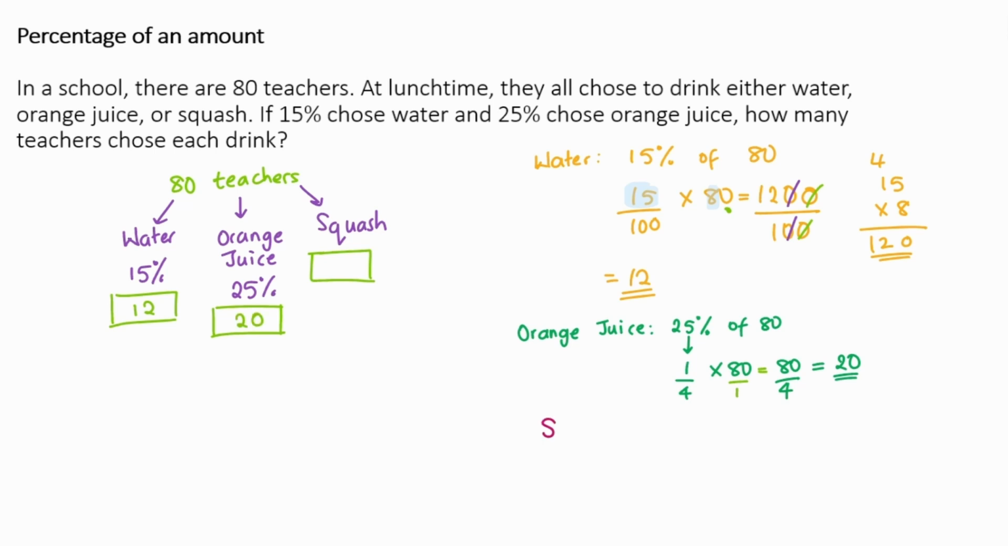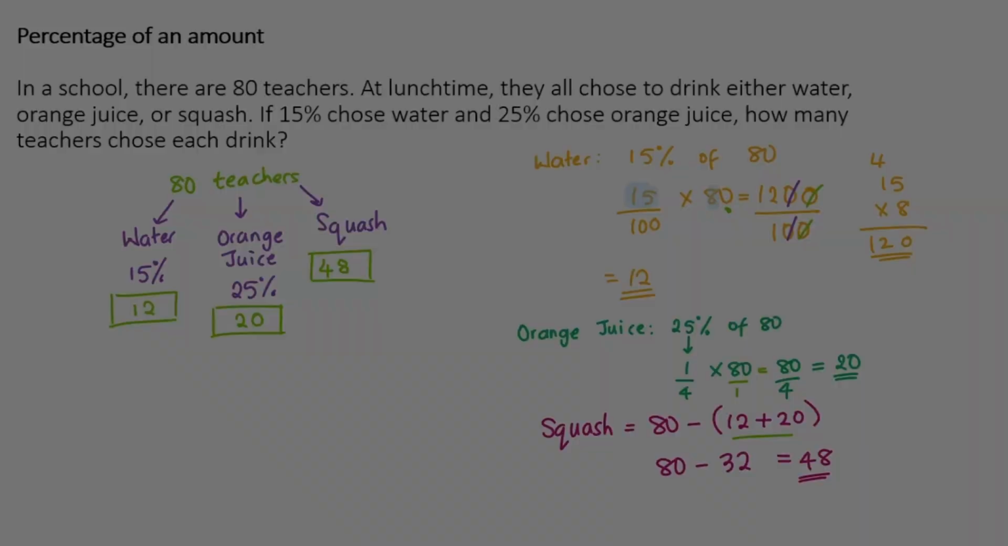Now to find the number of teachers that chose squash, I'm going to take away from 80 the number of teachers that chose water and orange juice, which is 12 and 20. So first working out 12 plus 20, that gives me 32. And 80 take away 32 gives me 48. Therefore, the number of teachers that chose squash is 48. And now we have all my final numbers for how many teachers chose each drink.